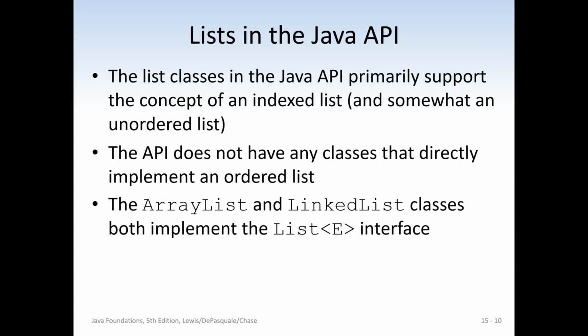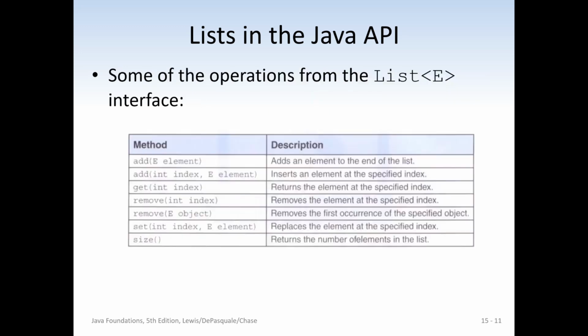So in the Java API, the list classes primarily support the concept of an index list and somewhat an unordered list. The API does not have any classes that directly implement an ordered list. The ArrayList, which you've already seen, and the LinkedList classes both implement the List interface. And again, it's a generic based interface, right? So here are some of the operations from the List interface. There's actually quite a few.